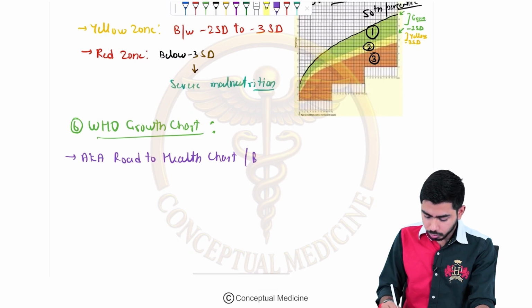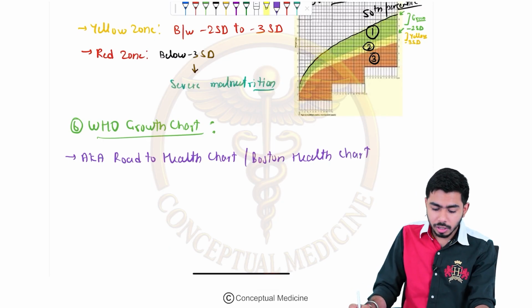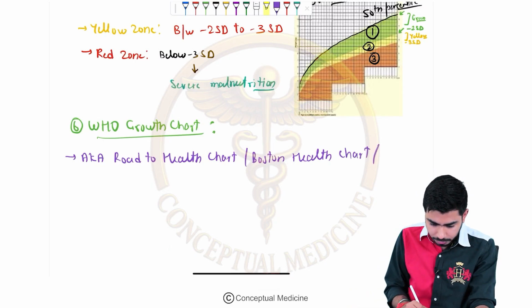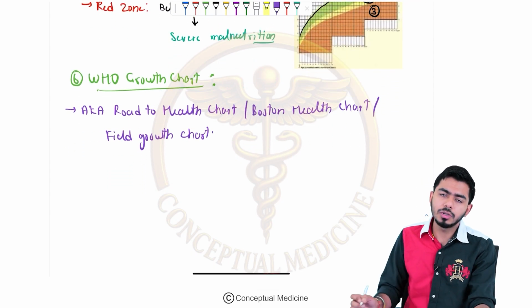They are also known as the Boston health chart, Harvard University, or they might also be known as the field growth chart. So please do remember these names also as far as WHO growth charts are concerned.